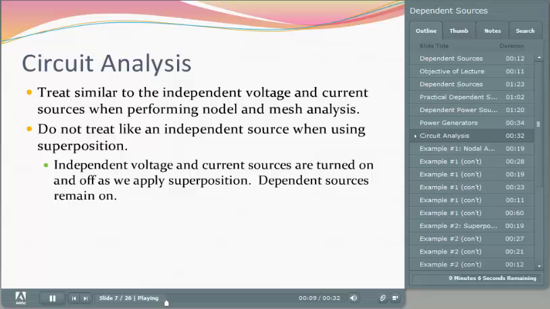In circuit analysis, we treat the dependent sources similar to the manner that we treat independent voltage and current sources when performing nodal analysis or loop current method. However, we do not treat these dependent sources like independent sources when performing superposition. The independent voltage and current sources are turned on and off in sequence as we apply superposition. However, the dependent sources are always left on.